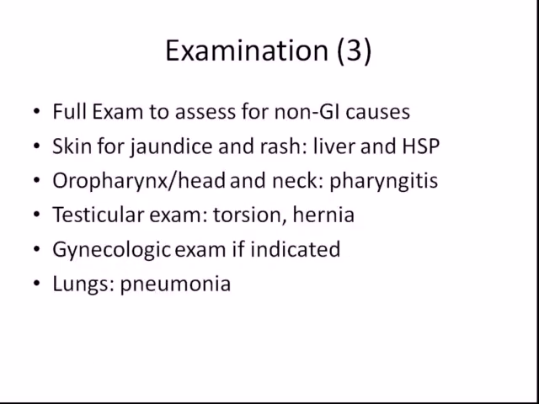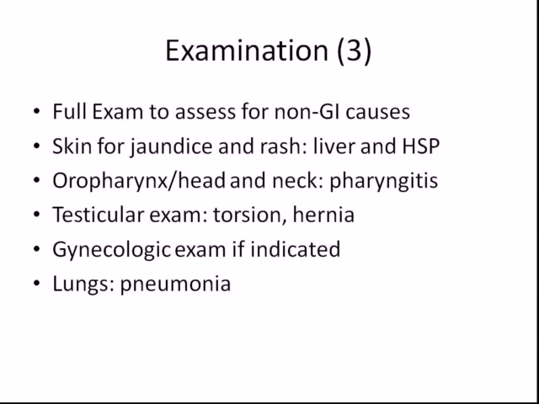Finally, on examination, you want to do a fairly full exam to assess for non-GI causes. You want to look at the skin for evidence of jaundice or rash, which can be evident in liver disease or in Henoch-Schönlein purpura or other conditions. You want to do a good oropharyngeal and head and neck exam, looking specifically for pharyngitis and any cervical lymphadenopathy that might point you in the direction of group A strep.